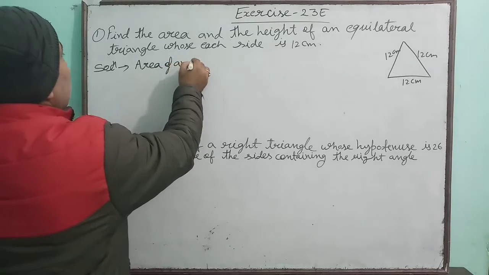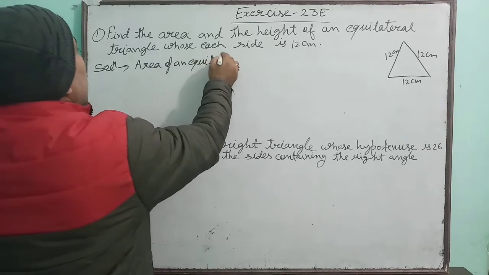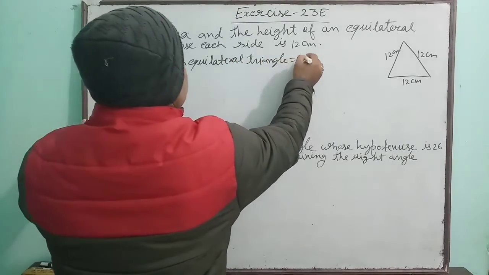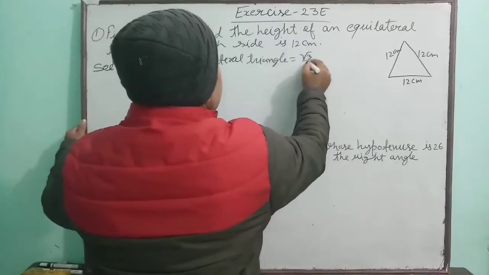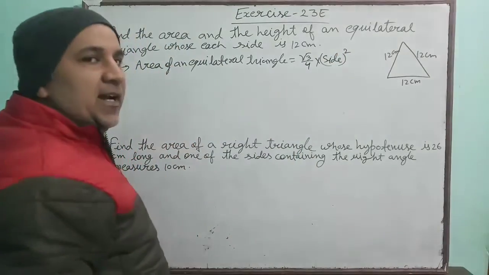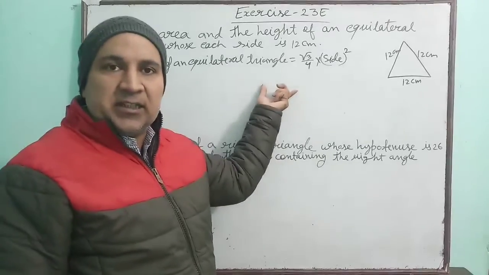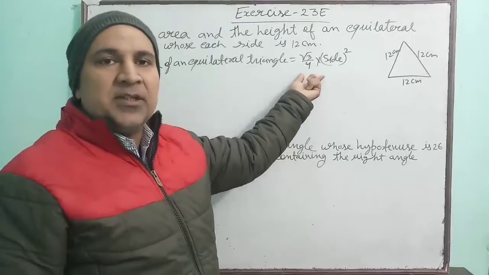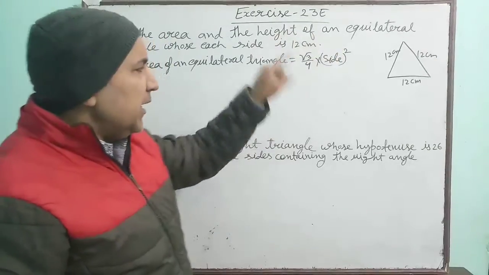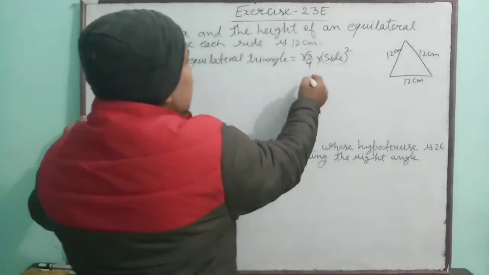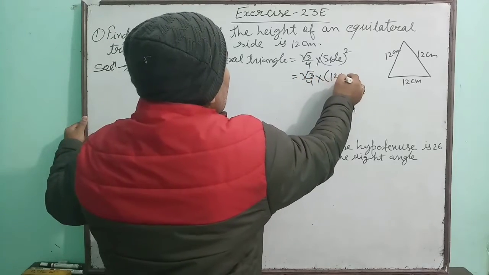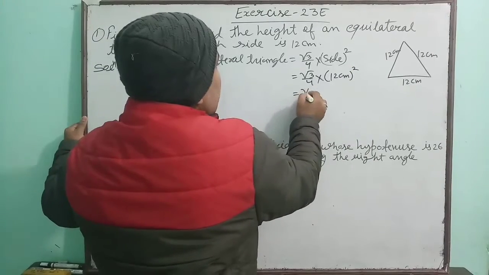Area of an equilateral triangle is equal to root 3 by 4 into side square. Yes children, this is the shortcut method. This is the formula for the area of the equilateral triangle. Okay, root 3 by 4 into side square. In this question, the side of the triangle is 12. So root 3 by 4 into 12 centimeter square.